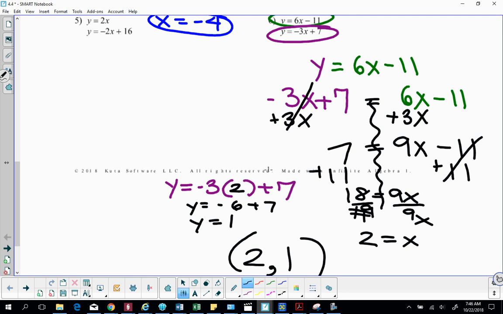Even if you plugged it in right here, what's 6 times 2 minus 11? 1. You would get the same answer. So it really doesn't matter which one you use. So that would be my answer. So that's just checking your work. To check your work, you would plug in 2 for both of them and make sure they both work. It doesn't matter which one I plug it back into. They'd be the same answer. So when you have two equations equal to y, you just make them equal to each other.